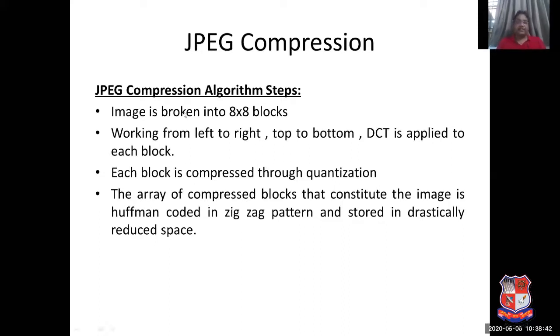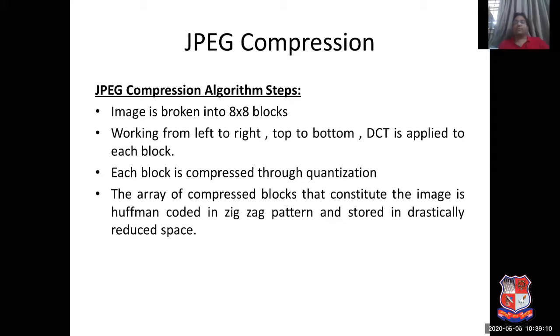In the JPEG algorithm, these are the basic steps. The first step is to divide the entire image into 8x8 blocks. This is a block-based compression algorithm. So your entire image will be divided into blocks, and each block size is, let's say, 8x8. Then you will start from the top left and go from left to right, then in the next row left to right, and the next row left to right. So you will be working from left to right, top to bottom.